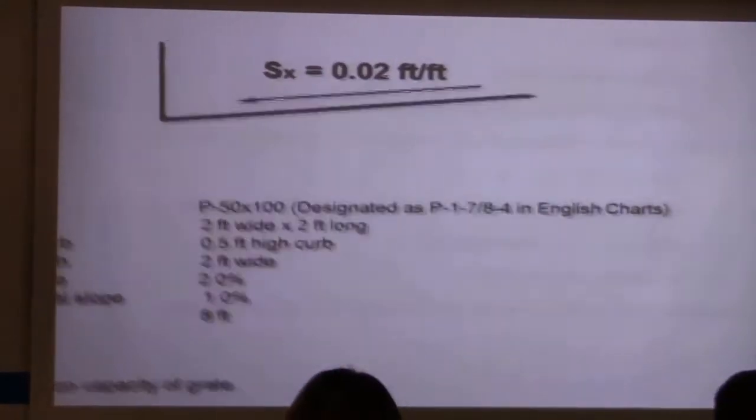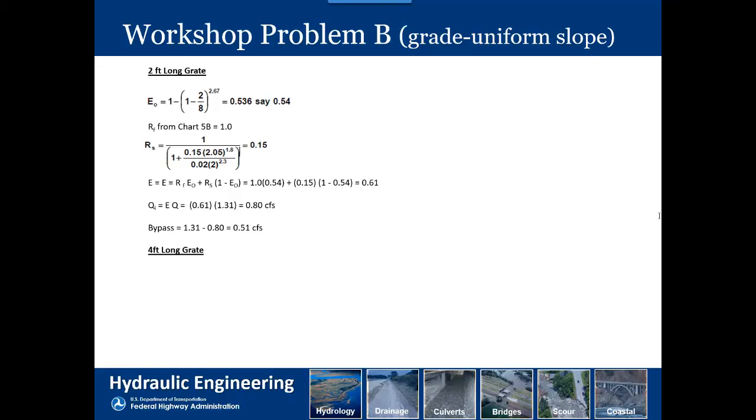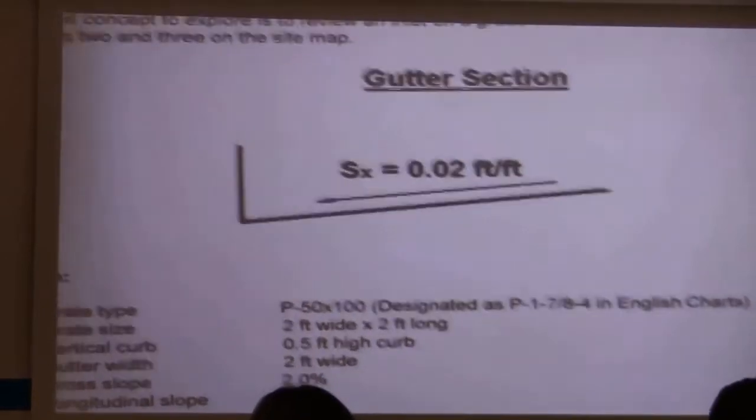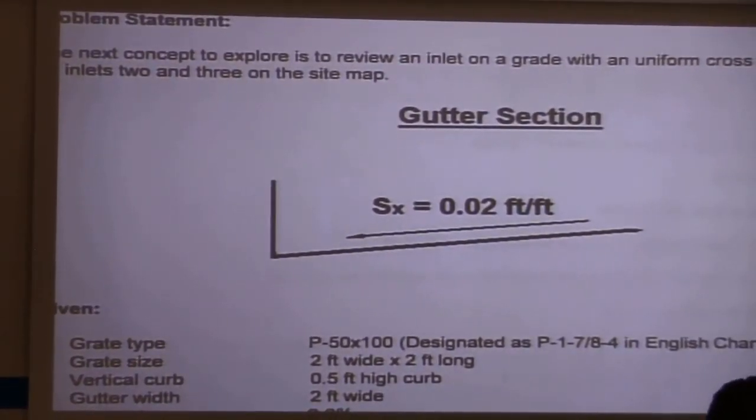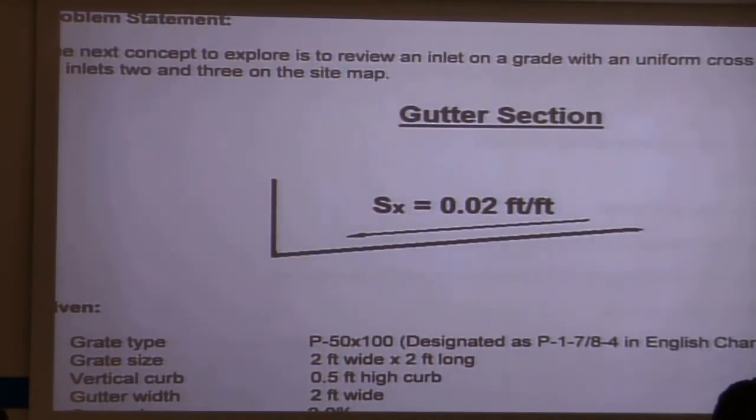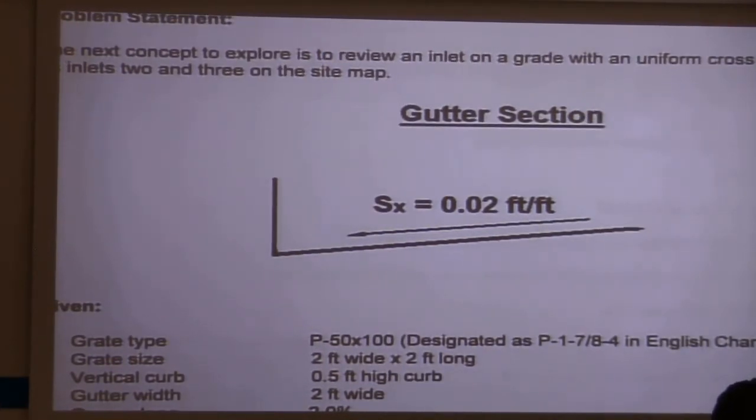So if we analyze an inlet on grade with a uniform cross slope, that's our next one. The next concept, we're going to review an inlet on grade with a uniform cross slope, such as inlets 2 or 3 in the segment. Don't worry about that.